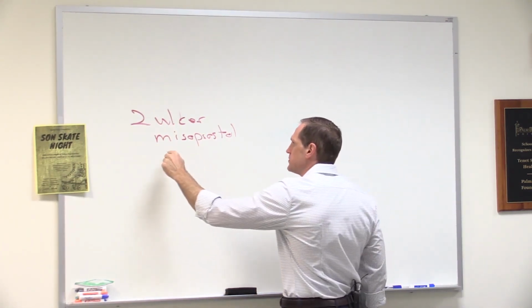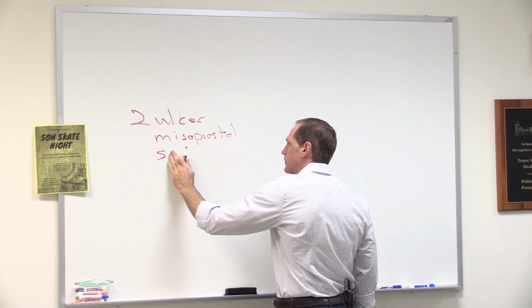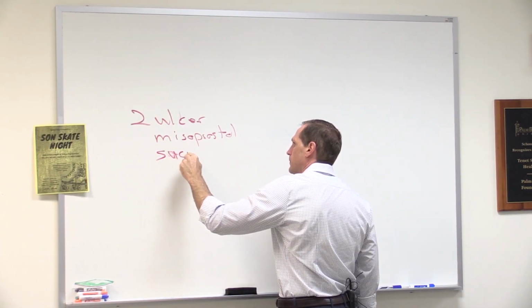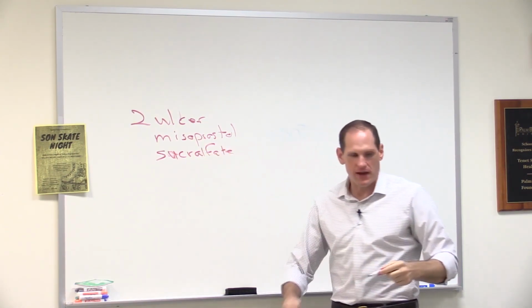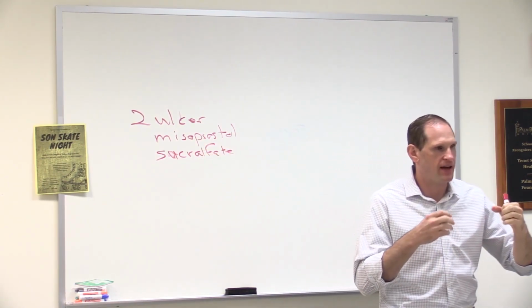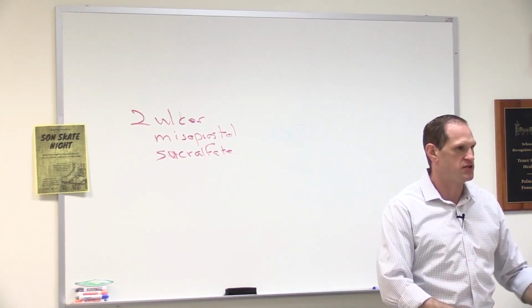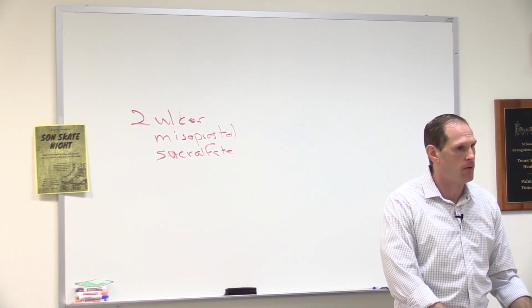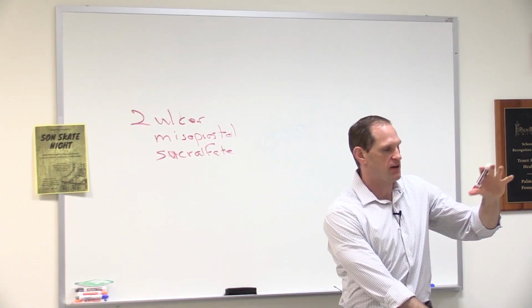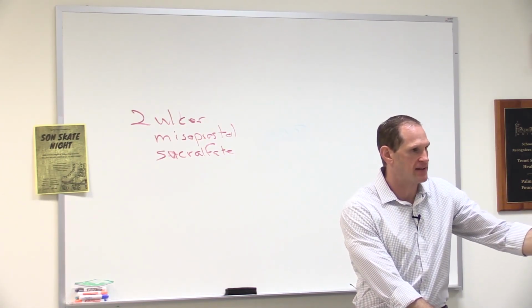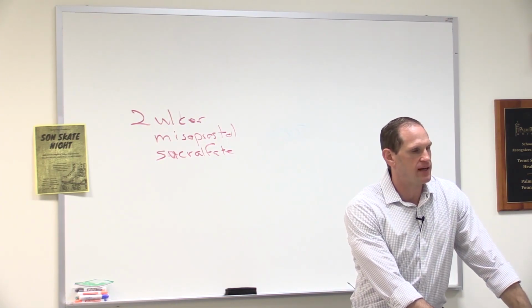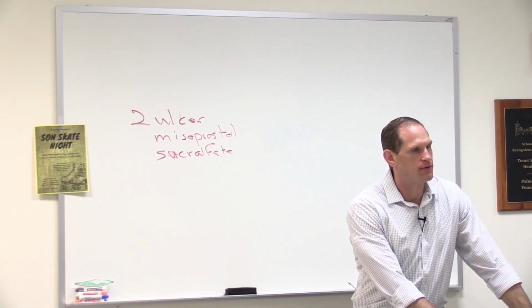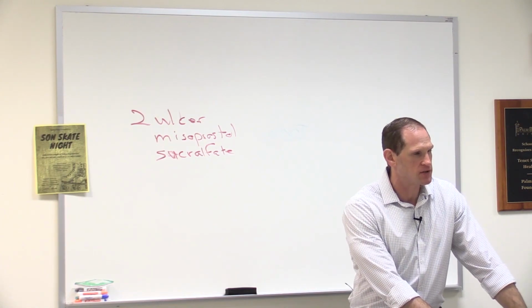The second one is sucralfate. Sucralfate forms a protective gel, and it sticks to the ulcer, and that kind of prevents the damage from the acid occurring. The downside of sucralfate is that it can interfere with the absorption of certain vitamins and drugs.